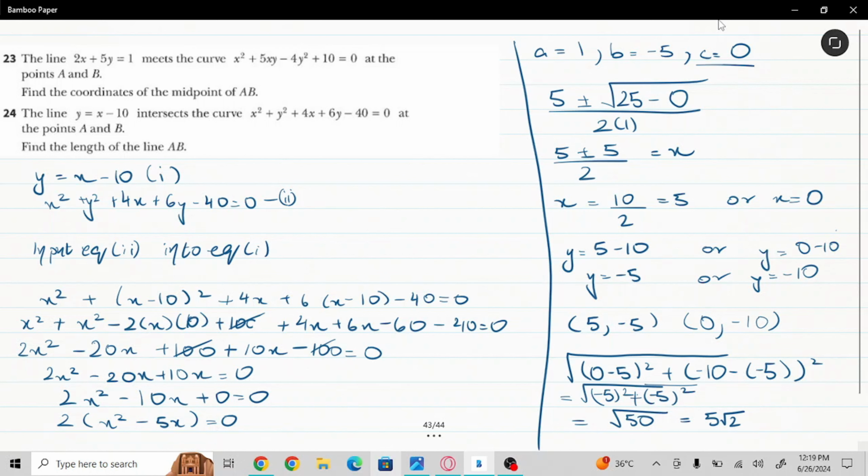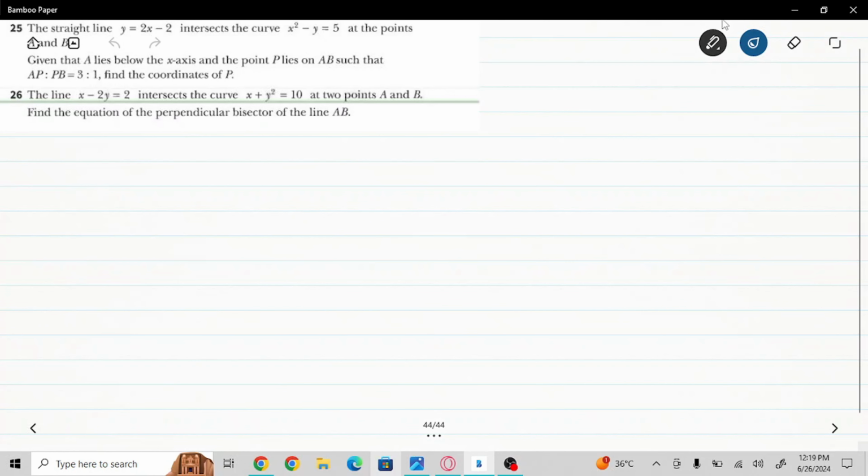If we simplify under root 50, you can just do it by using the calculator. Type under root 50, and you'll get 5 under root 2 as a simplified version. And that's the answer. This is for question number 24. Now let's proceed to question number 25.